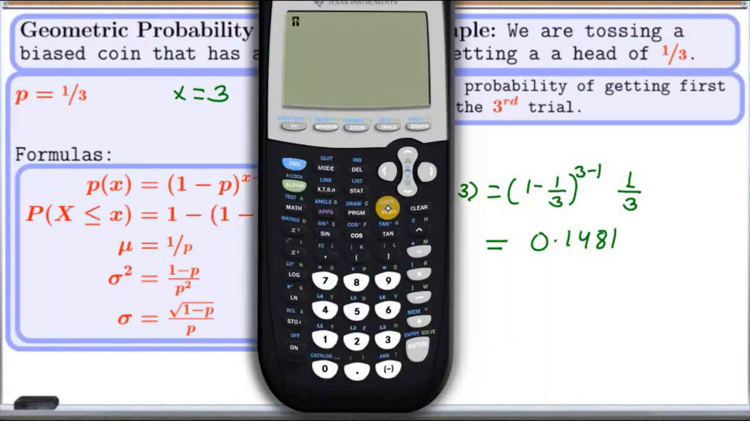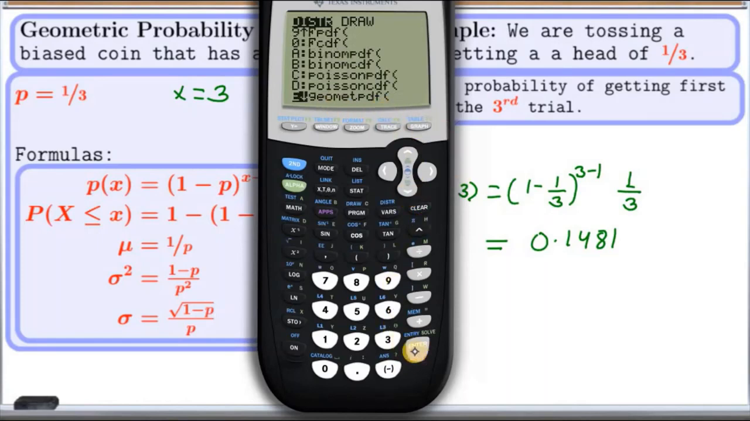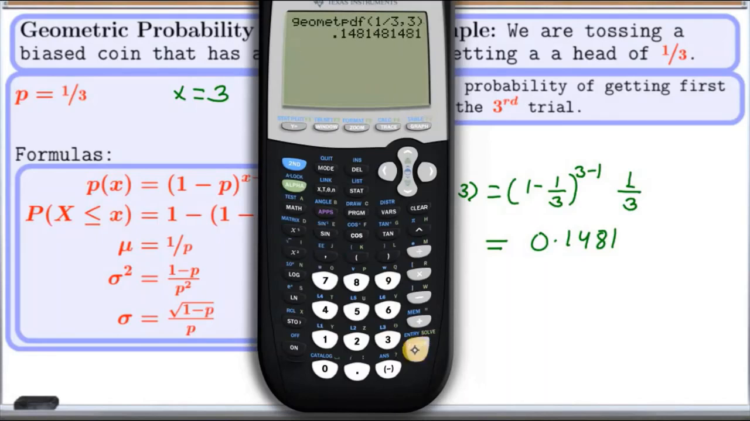Now let me show you how to find this probability using calculator. Go to second, then go to distribution, go all the way down where you'll see geometric PDF. Okay, this one here. Then hit enter. So our P here is 1 over 3, and our X value for this one is 3. Now hit enter, then hit enter. So this is what we found using formula also.